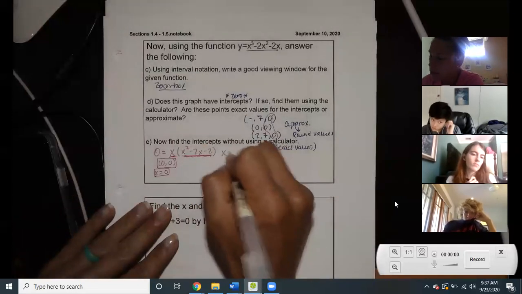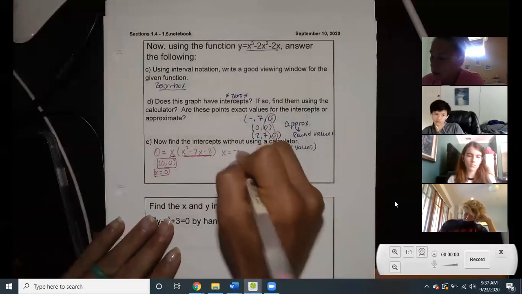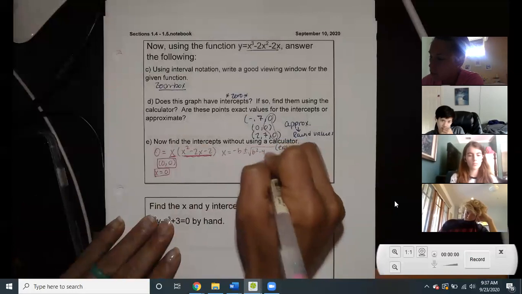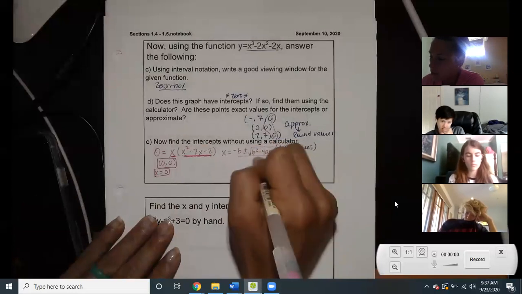So I'm going to say my x-intercepts are going to equal negative b plus or minus square root b squared minus 4ac all over 2a.